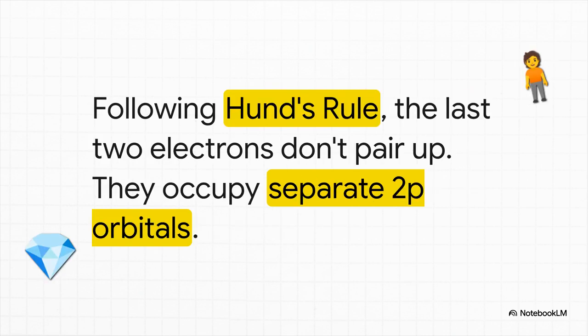Okay, let's jump ahead to carbon, the foundation of all life. After the first 4 electrons fill their seats, we've got 2 left. Now, remember that bus rule? They don't pair up. They each take their own separate seat in that next row of orbitals, giving themselves a little personal space.